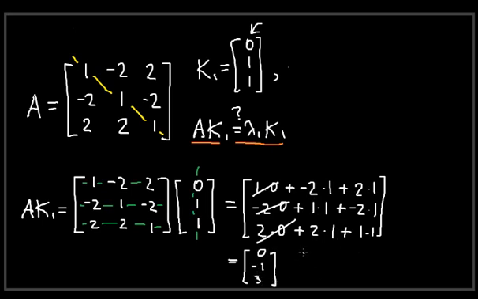Now the question is, is this equal to some lambda 1 times k1? In other words, is that vector 0, minus 1, 3 a scalar multiple of the vector 0, 1, 1? So let's try to answer this question over here.